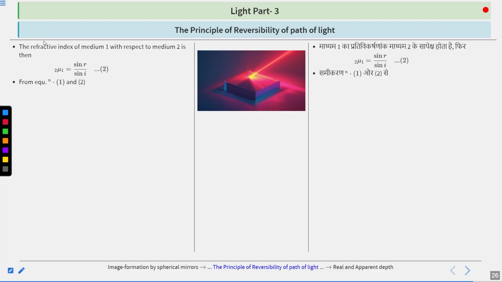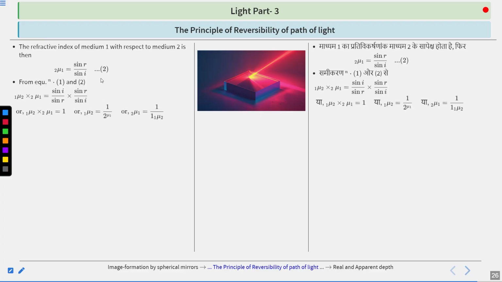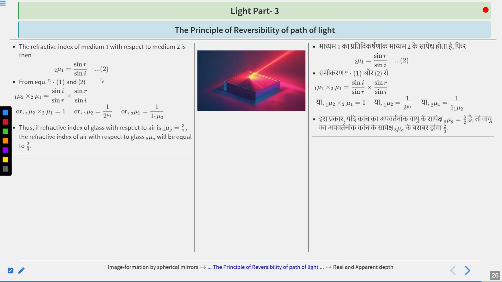From equations 1 and 2 we conclude 1mu2 into 2mu1 equals sin i by sin r into sin r by sin i, or 1mu2 into 2mu1 equals 1, or 1mu2 equals 1 by 2mu1, or 2mu1 equals 1 by 1mu2. Thus, if the refractive index of glass with respect to air is a mu g equals 3 by 2, the refractive index of air with respect to glass, g mu a, will be equal to 2 by 3.